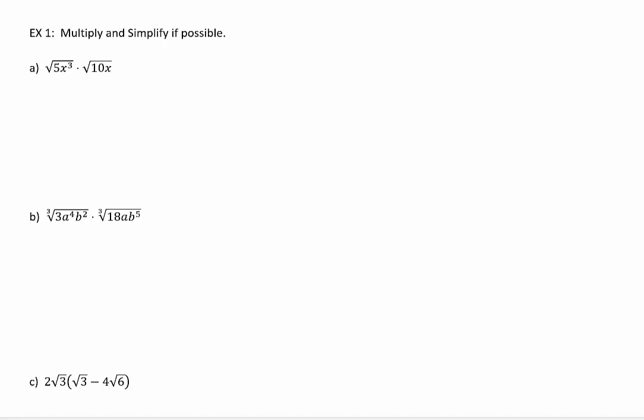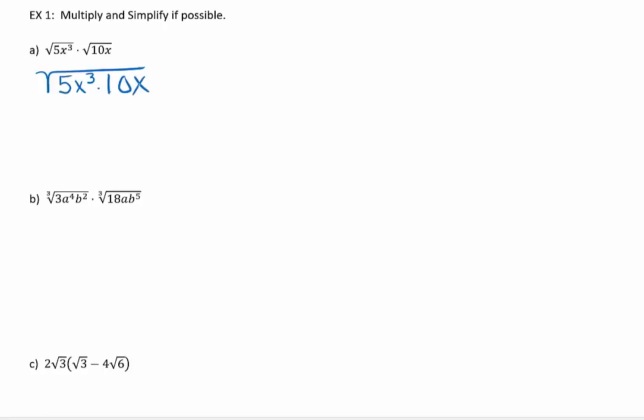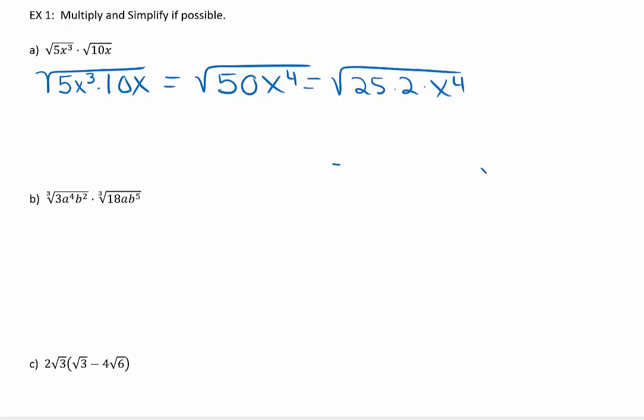Last time we talked about adding and subtracting radicals, and today we're going to talk about the other operations, multiplying and dividing. And so let's start with multiplying. To multiply radicals, you actually just multiply the radicands, the numbers inside the radicals, together. Root 5x to the third times root 10x is root 50x to the fourth. But then you have to simplify.